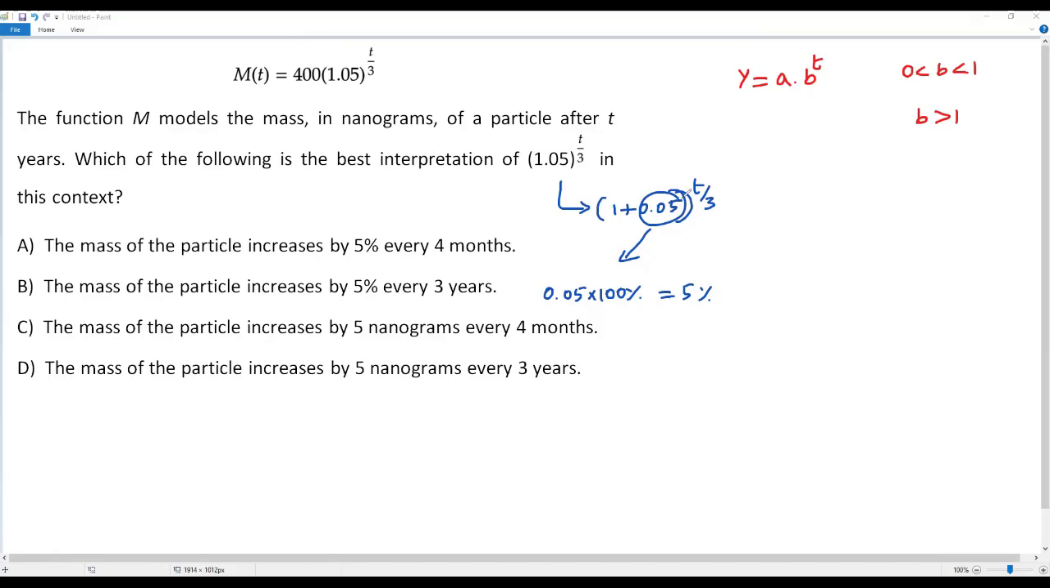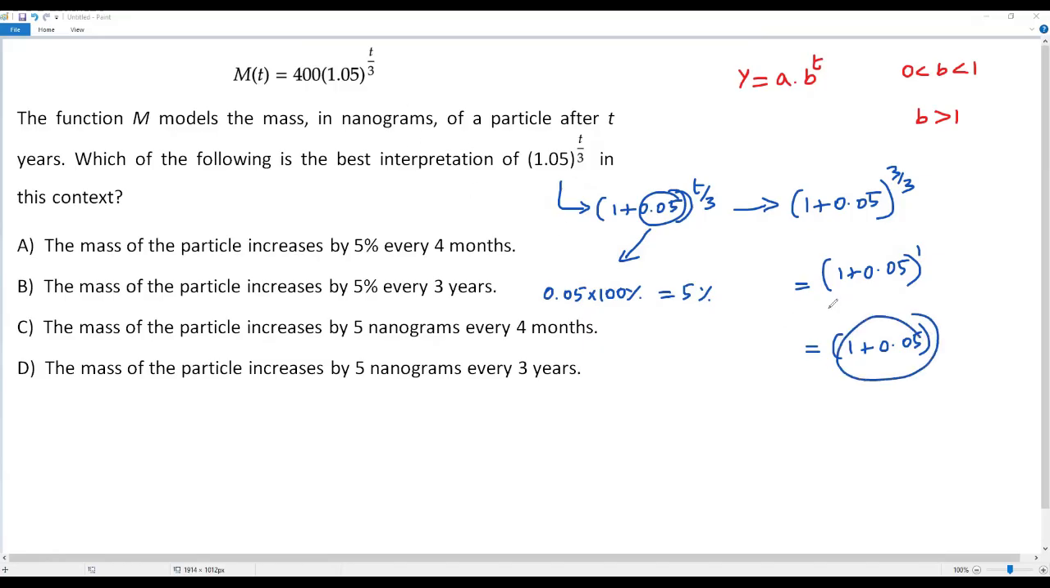Now I'm going to plug in t equals 3 into this expression. Then we have 1 plus 0.05 raised to the power of 3 over 3, which is equal to 1 plus 0.05 raised to the first power. Then we have 1 plus 0.05, because any value raised to the first power is still equal to the base. So when I plug in t equals 3, I am getting 1 plus 0.05.